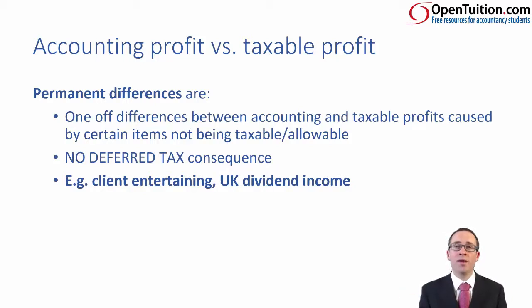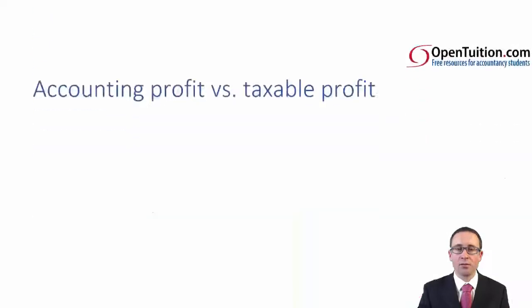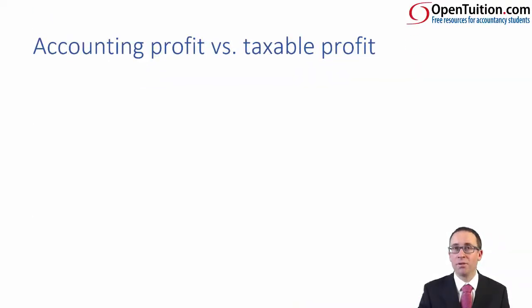And the other one here in the UK is your UK dividend income. You get your UK dividend income. It goes into investment income in your accounting profits, but it will never get taxed under your taxable profits, or at least it wouldn't, based on our UK accounting tax laws. So permanent differences, if there are any, no deferred tax. So the next difference must have deferred tax within it, and that's referred to as a temporary difference.